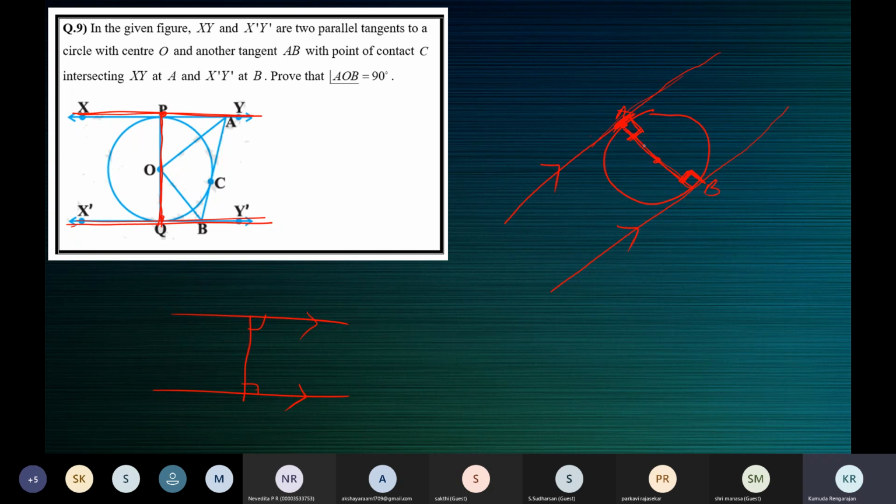Here what I said is, the tangents drawn at the ends of a diameter will be parallel to each other. If you know this is the diameter, these two tangents will be parallel to each other. If these two tangents are parallel to each other, then this is the diameter. If this is the diameter, then the tangents are parallel to each other. If the tangents are parallel to each other, then this one will be the diameter.